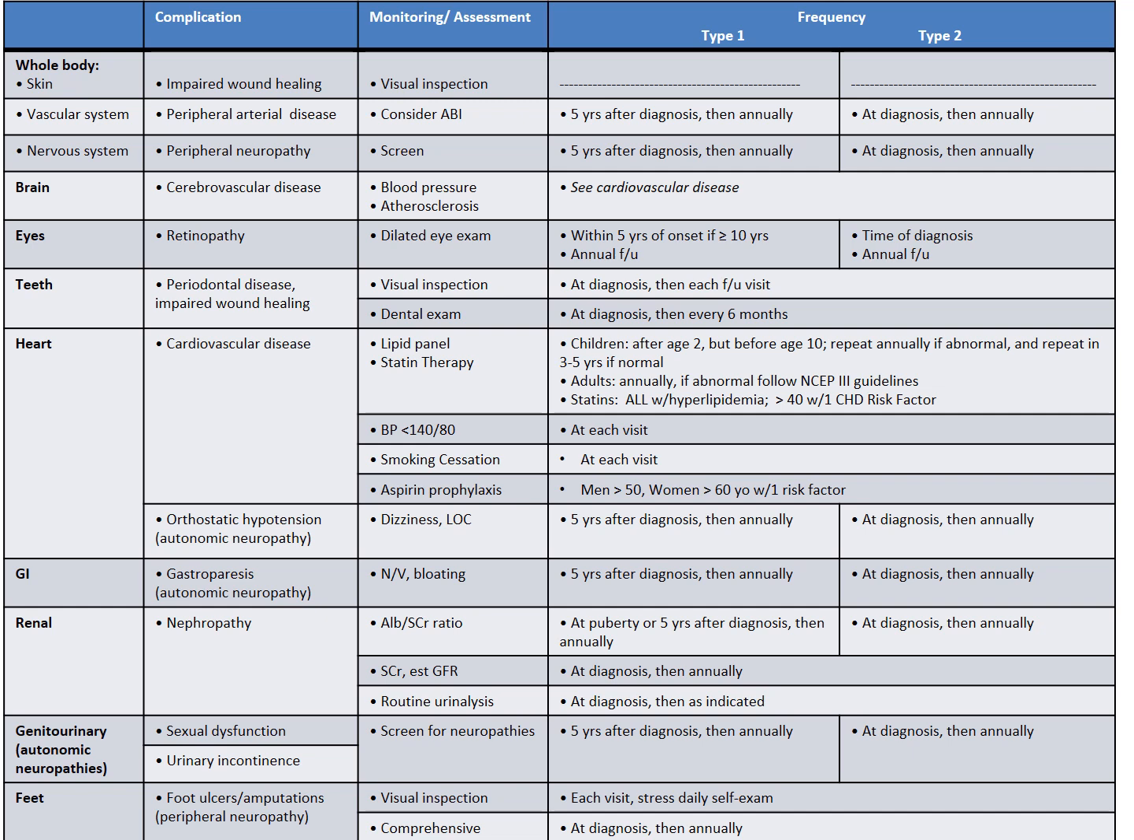Here is one of the charts that you see in the Essential Care Guidelines, and it takes all those different body areas. It talks about the different complications, and then it shows you how frequently you should be monitoring your patients for these different disorders, whether they're type 1 diabetes or type 2 diabetes.